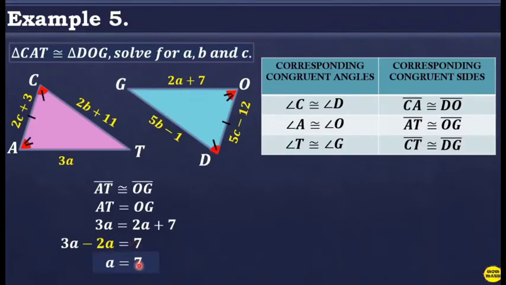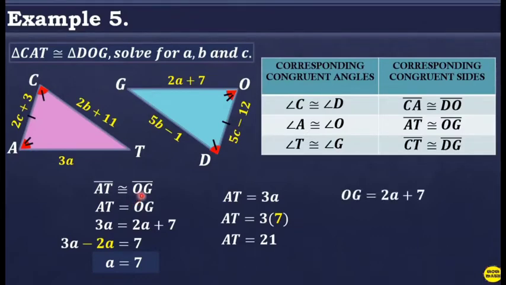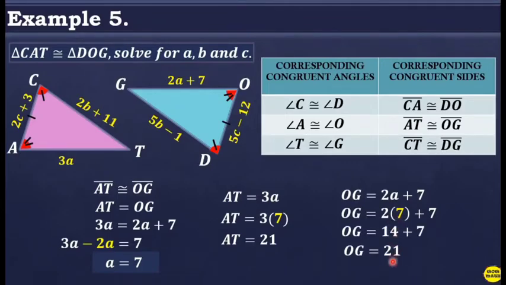So, pag chinek natin, dapat, if A is equal to 7, dapat congruent ito. So, i-substitute natin siya sa AT, which is 3A. So, 3 times 7, that is 21. I-substitute din natin siya sa OG. So, let's see if they are congruent. So, OG is equal to 2A plus 7. Substitute natin si 7. So, we have 2 times 7. This is 14. 14 plus 7. This is also 21. So, these two sides of congruent triangles are congruent.